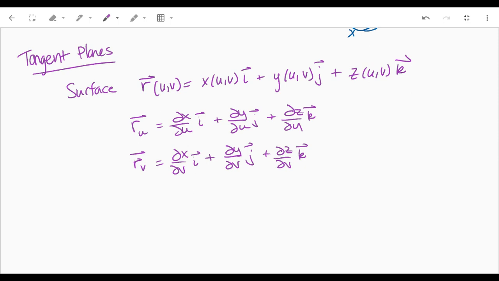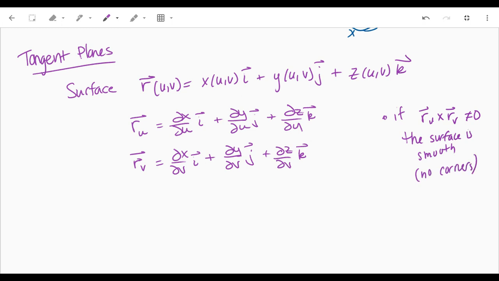A couple of things that your book points out: if the cross product of these two vectors is not 0, then the surface is smooth. There's no 90-degree angles between them. Okay, the surface is smooth. No corners.